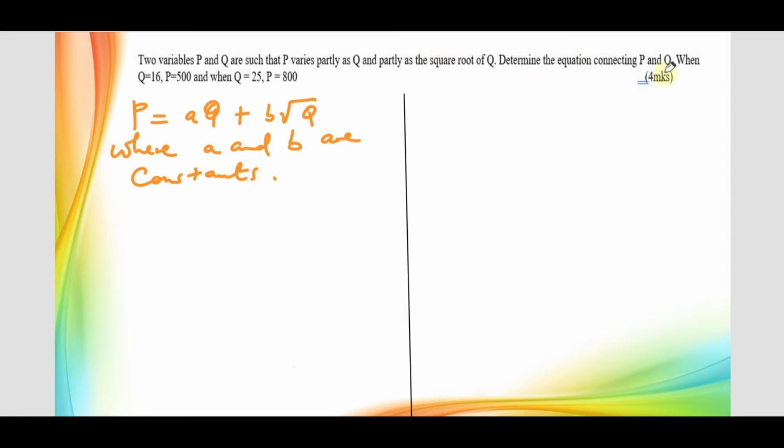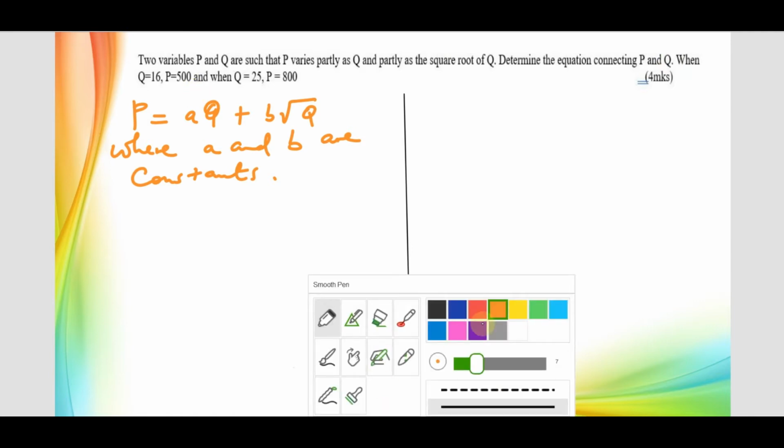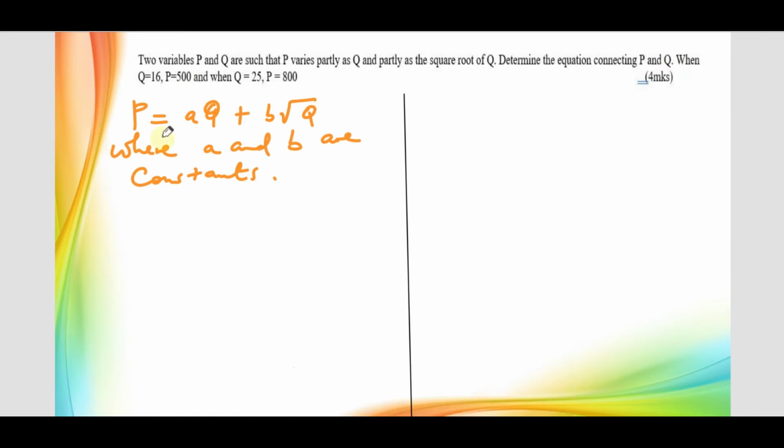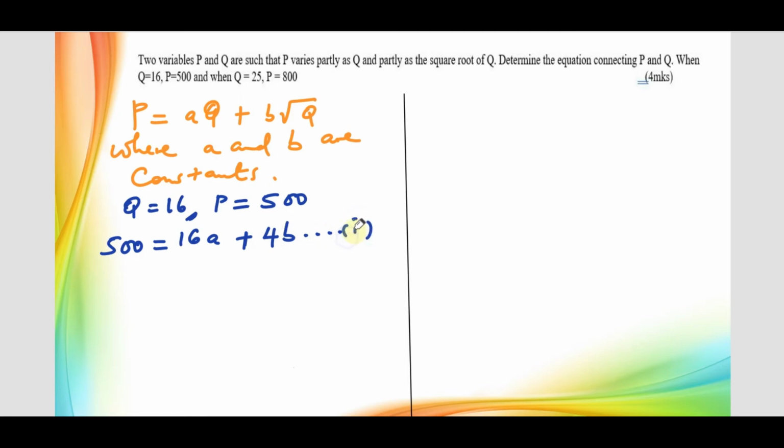Now let's go to these values, substituting these values. So when q is equal to 16, p is equal to 500. Substituting these values in this equation, we get 500 is equal to 16a plus the square root of 16, which is 4, so this will be 4b. That one is equation number 1.